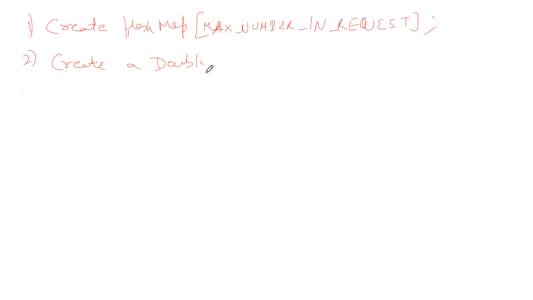Initialize. Create an array or what? Create a hash map. We need a hash map, create a hash map. Create a cache, max cache. Sorry, it's a doubly linked list. Create a doubly linked list of the given size.